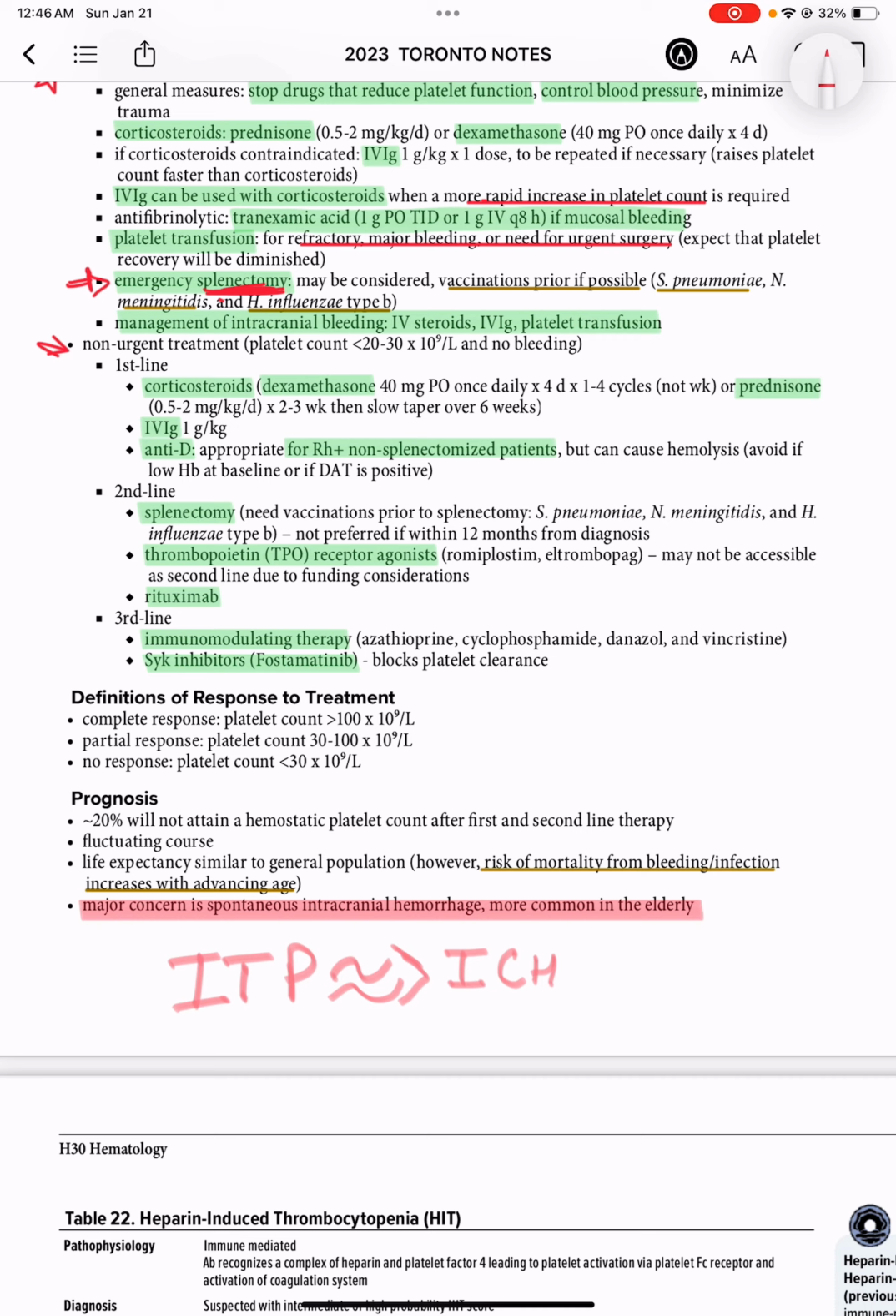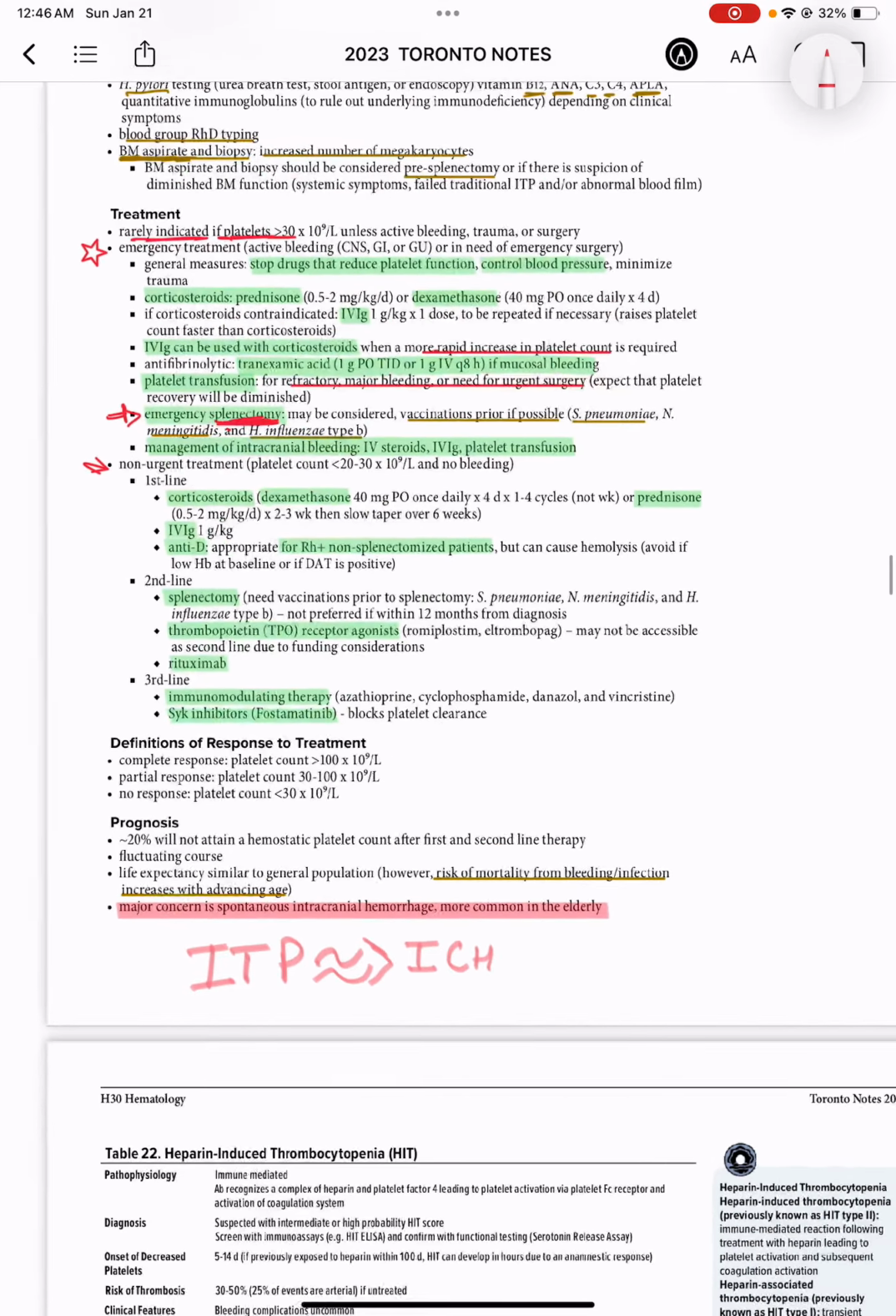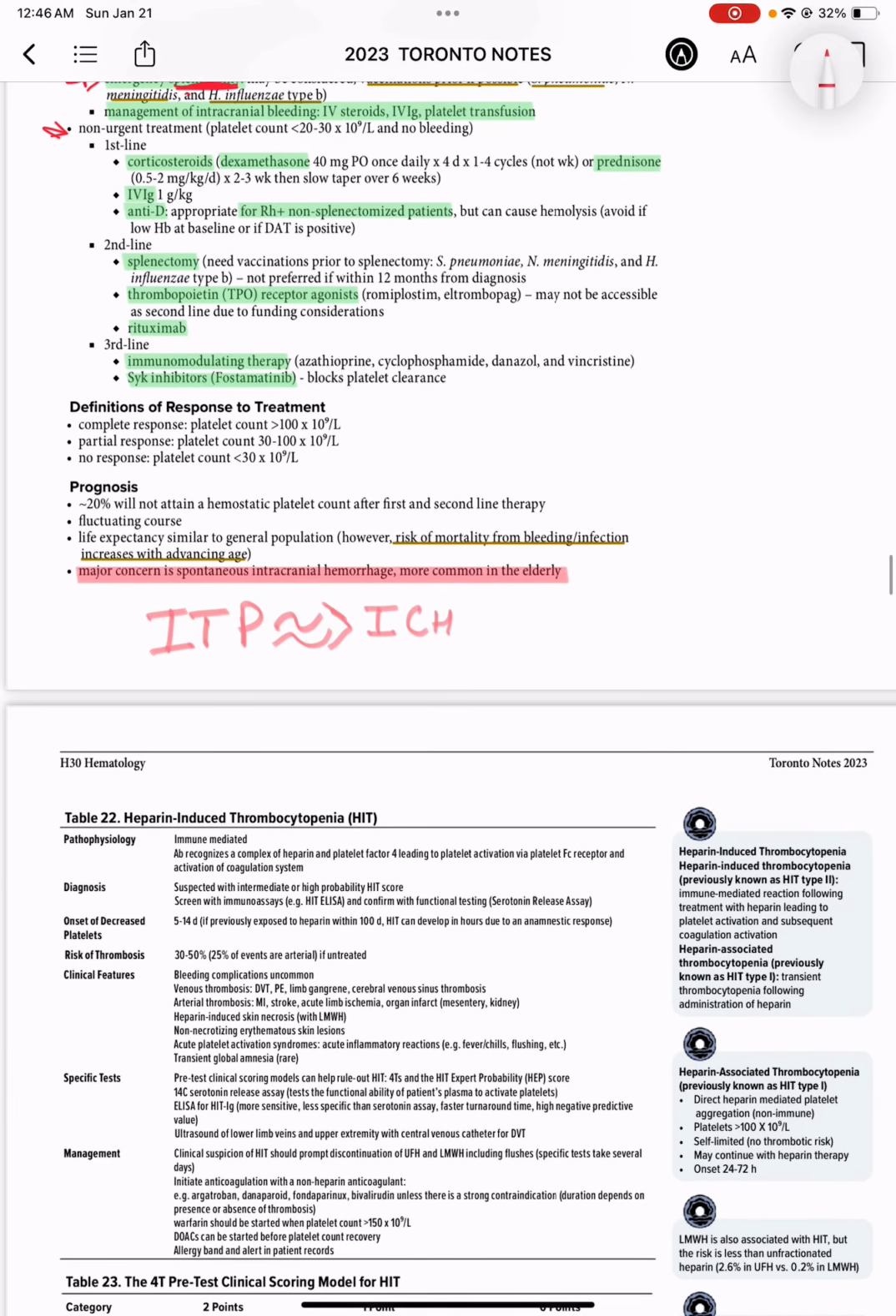And then there's third line, which is immunomodulating therapy and SYK inhibitors, which would block the platelet clearance. So non-urgent treatment, first line corticosteroids, IV immunoglobulins. Then we can also think of splenectomy, and then TPO receptor agonists, and then some immune modulating therapy like azathioprine.